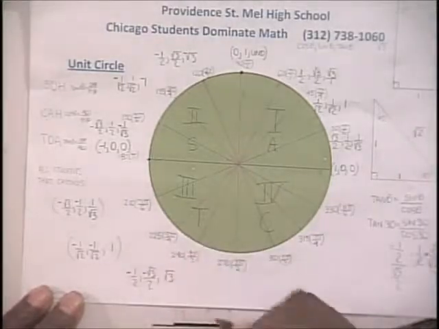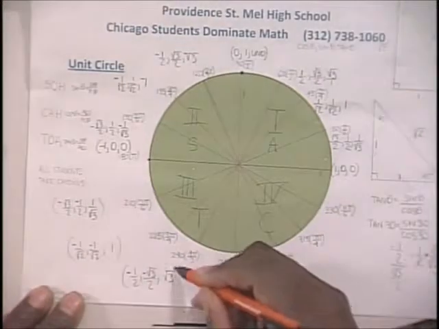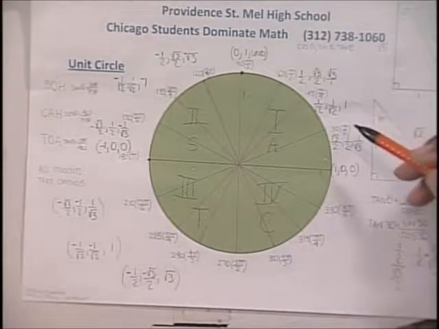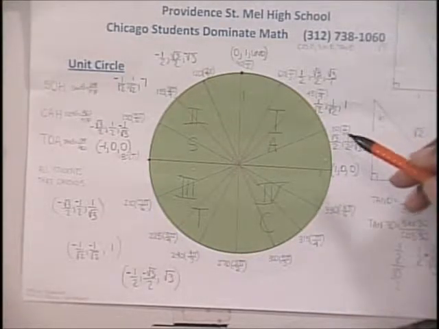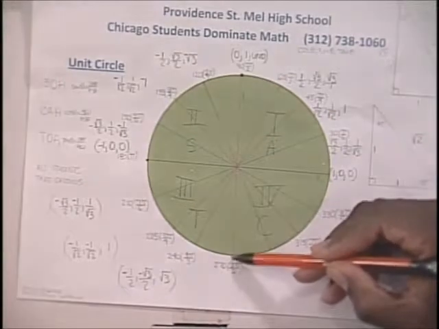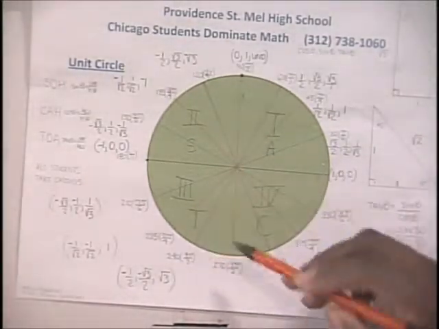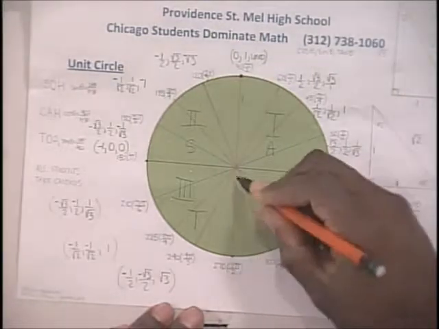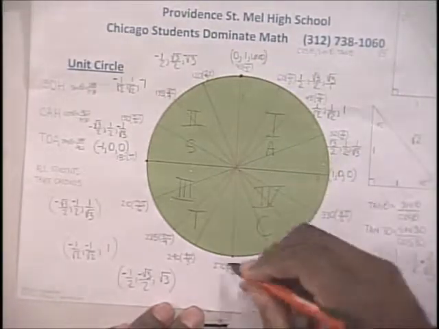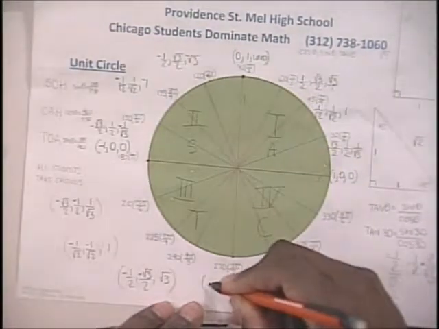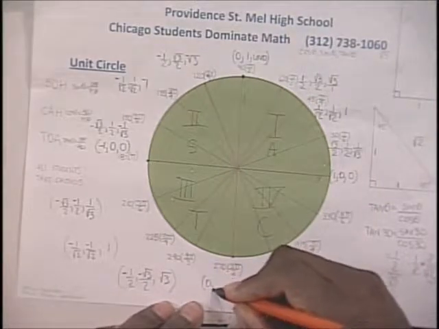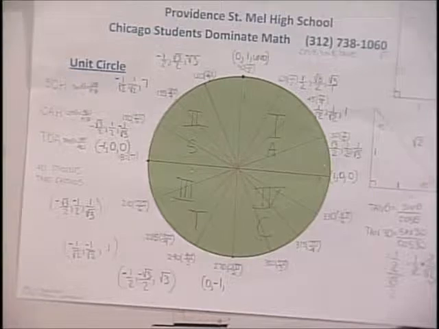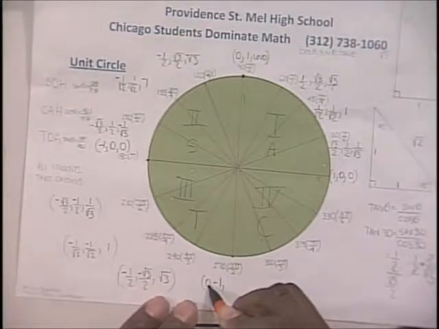All right, so we've got one more degree measure for this quadrant, and that is 270. So on the unit circle, if that's 1 unit, this would be the point 0, negative 1. The cosine of 270 is 0. The sine of 270 is negative 1.